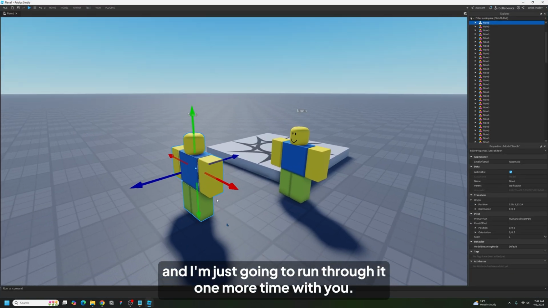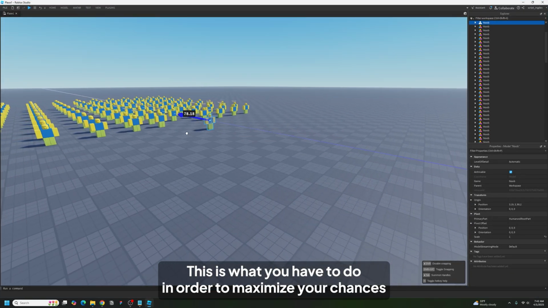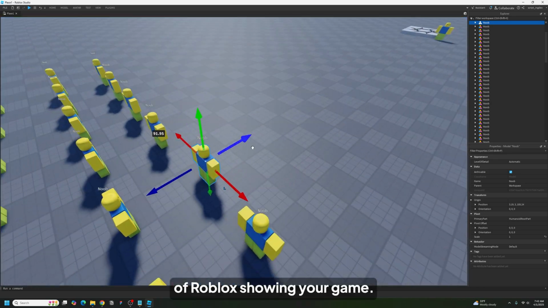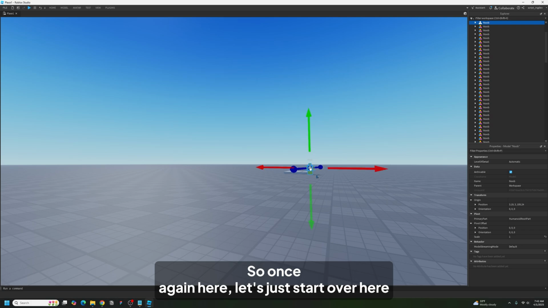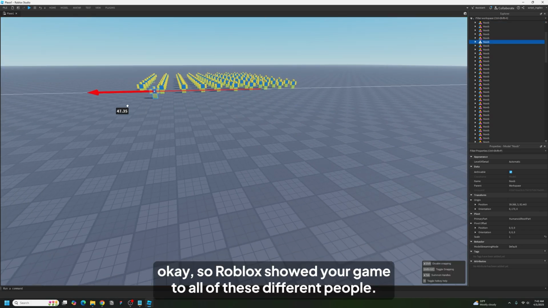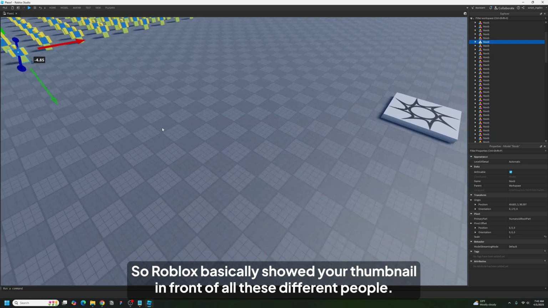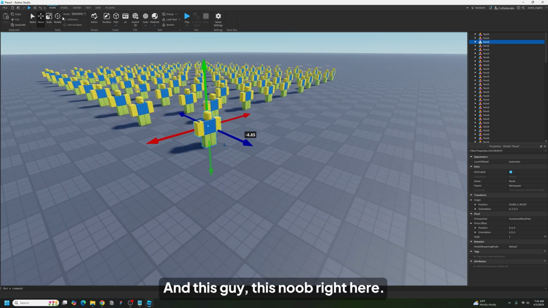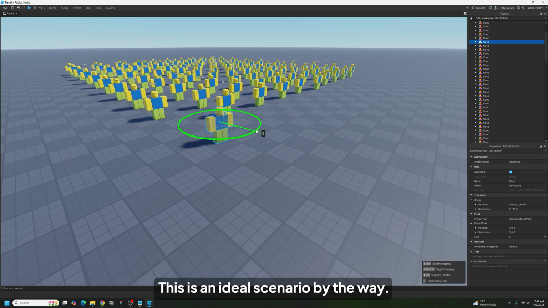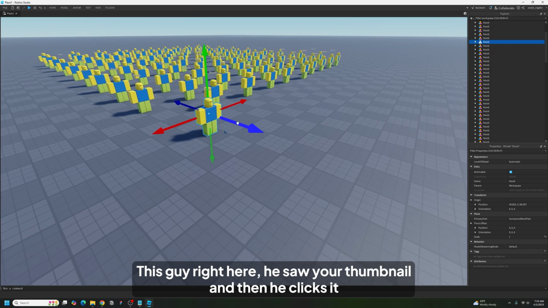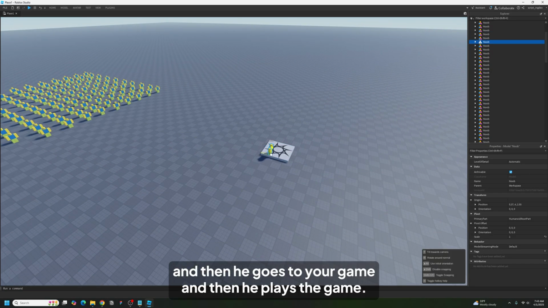I'm just going to run through it one more time with you. This is what you have to do in order to maximize your chances of Roblox showing your game. So once again, let's just start over here. Okay, so Roblox showed your game to all of these different people. Roblox basically showed your thumbnail in front of all these different people. And this guy, this noob right here, this is an ideal scenario, by the way. He saw your thumbnail, and then he clicks it. And then he goes to your game, and then he plays your game.